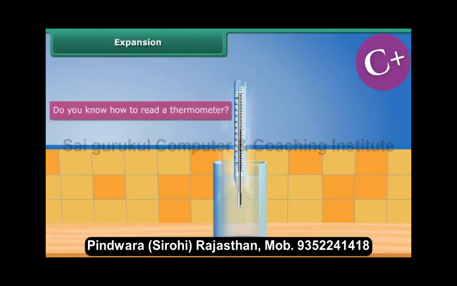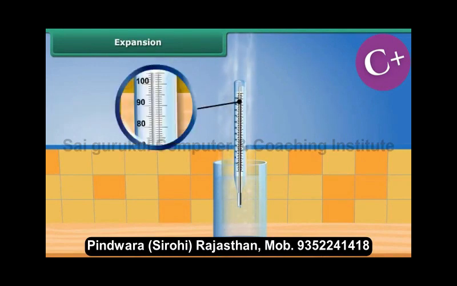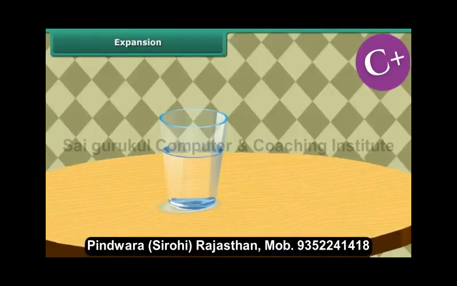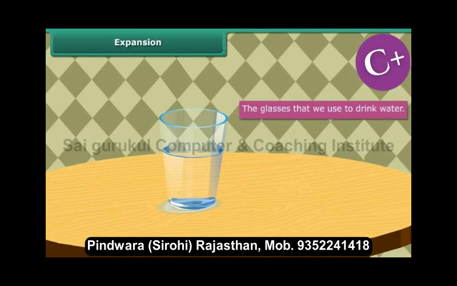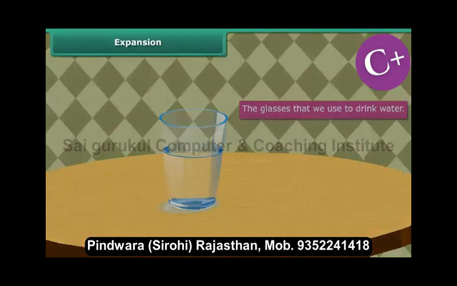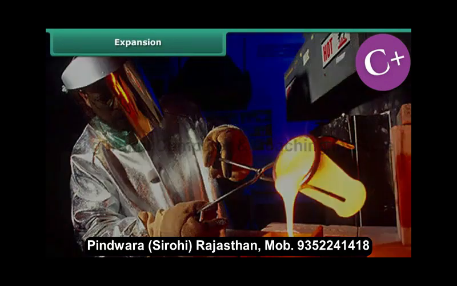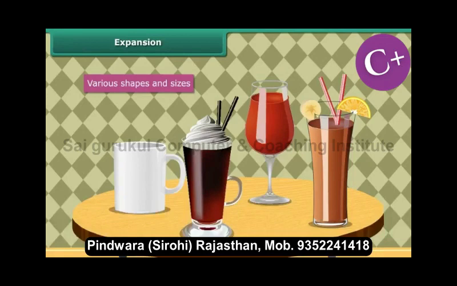Expansion. Do you know how to read a thermometer? The thermometer shows the temperature when the mercury inside it expands. Since there is a change in the state of the mercury, the thermometer is able to display temperature. This change is known as expansion. Let us look at another example of expansion. The glasses that we use to drink water are molded when the glass is heated. The workers then use the molten glass to mold it into various shapes that we use daily.